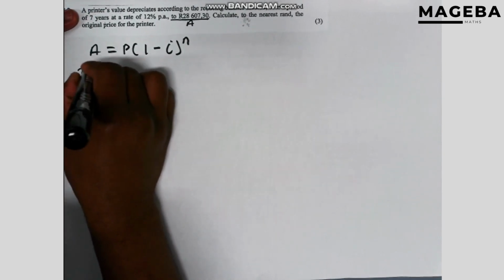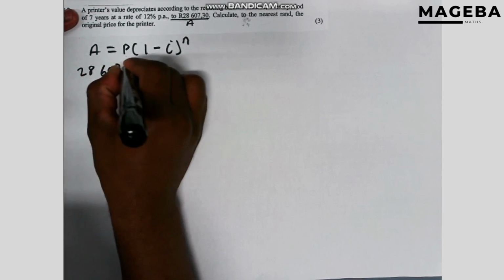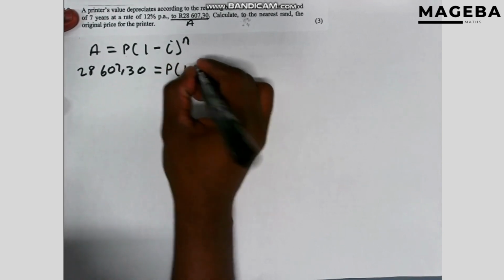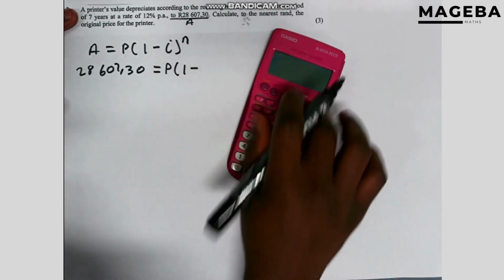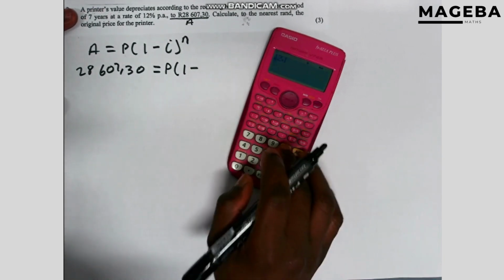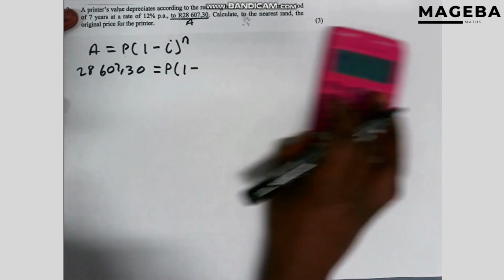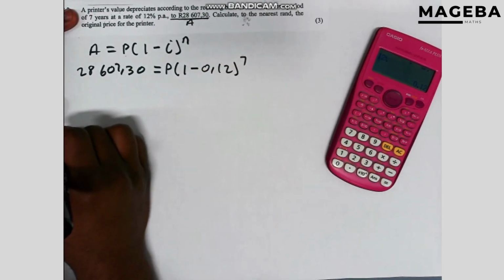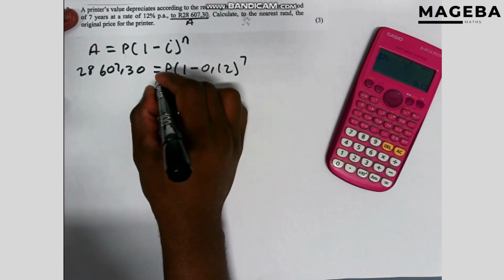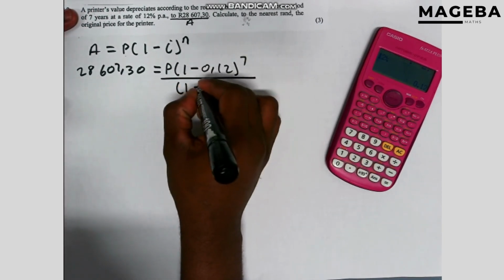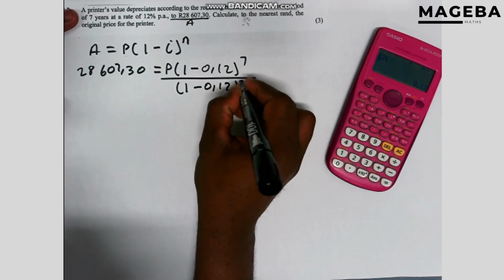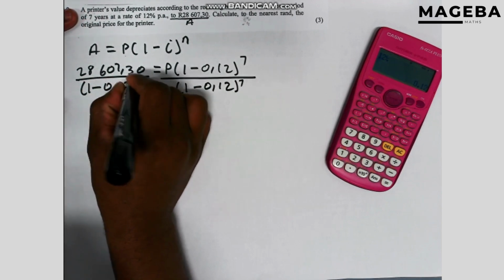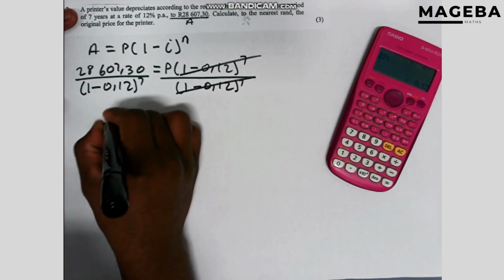We have this 28,607.30. We're looking for the original price, which is P into 1 minus the rate that we have here, 12%, which is 0.12, and for how many years? For 7 years. So how do we get this one? Now we divide by this, which is 1 minus 0.12 to the power 7, and then we divide by this, which is 1 minus 0.12 to the power 7. This cancels this, leaving P.